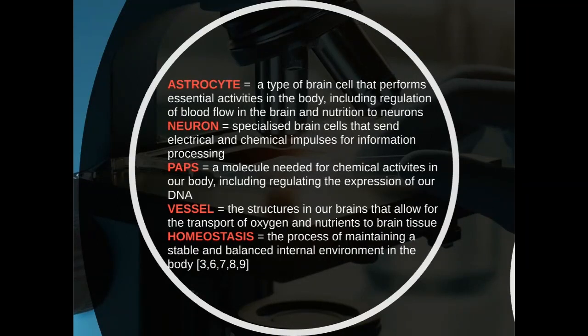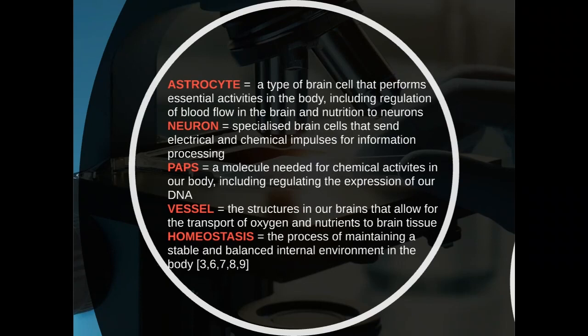So an astrocyte is a type of brain cell, like we've been saying, that performs really essential activities in the body, including regulation of blood flow, allowing nutrition to reach neurons. And then a neuron, again, is another type of brain cell, but even more specialized, and they function only to send out electrical and chemical impulses for information. So when, for example, you touch something hot, the cells that will actually produce a response as a result of you touching something hot are your neurons. So they'll immediately fire to your brain saying, that was hot, don't do that again, essentially.